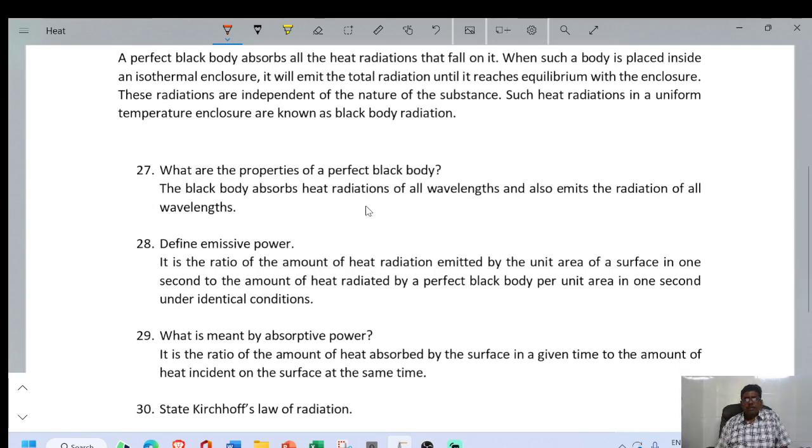What are the properties of a perfect black body? The black body absorbs heat radiations of all possible wavelengths and also emits radiation of all wavelengths.